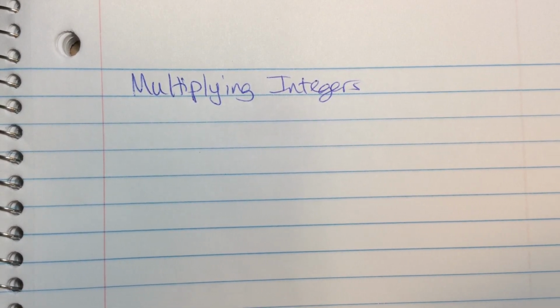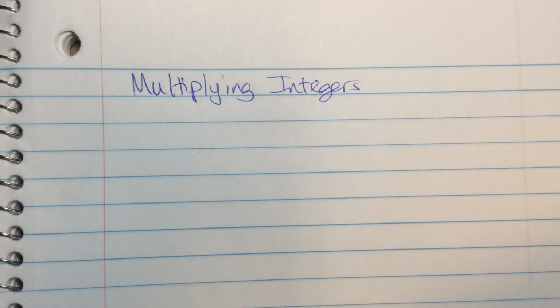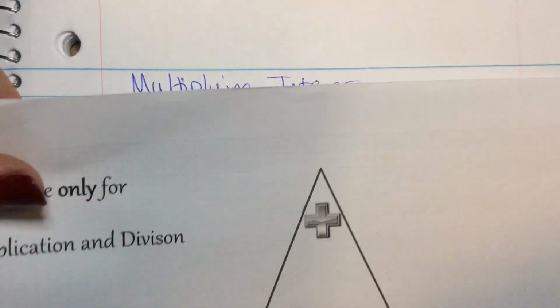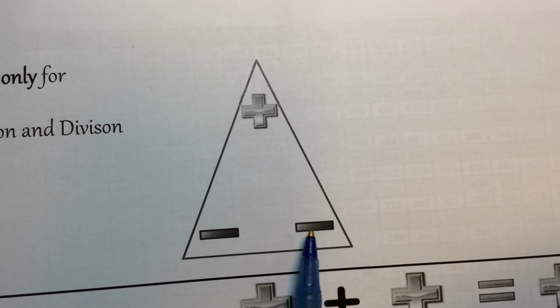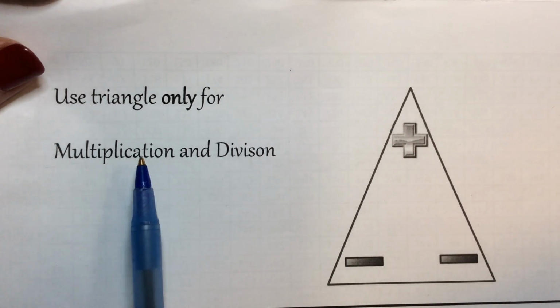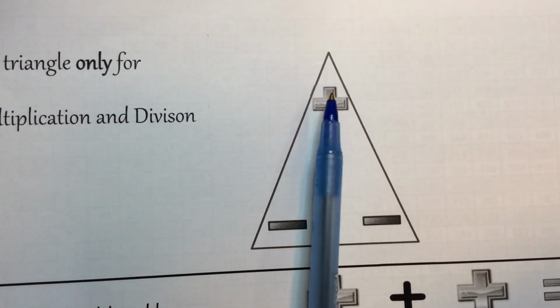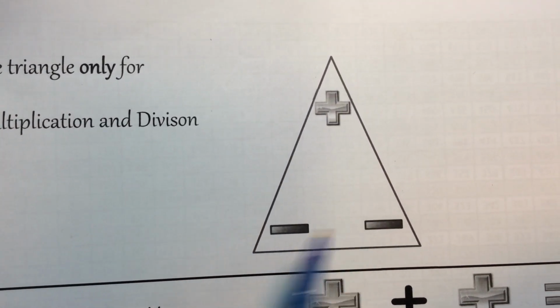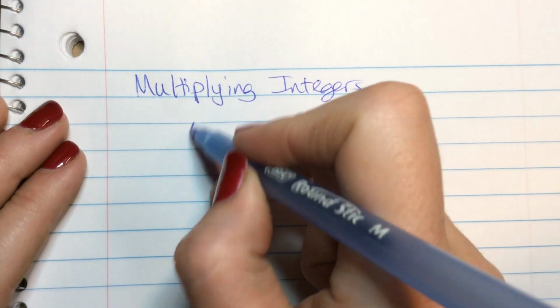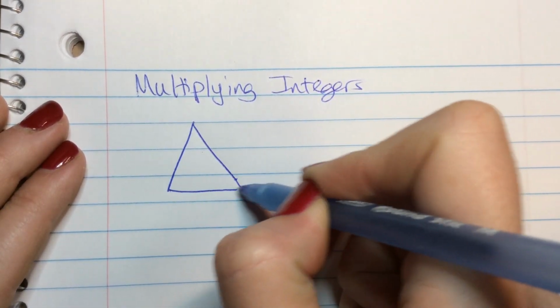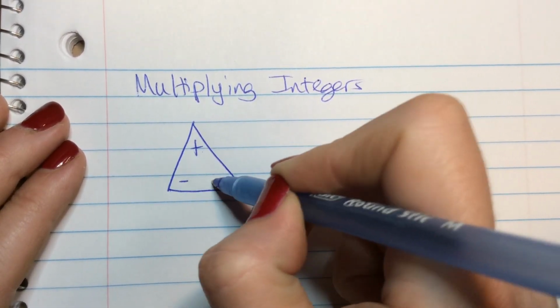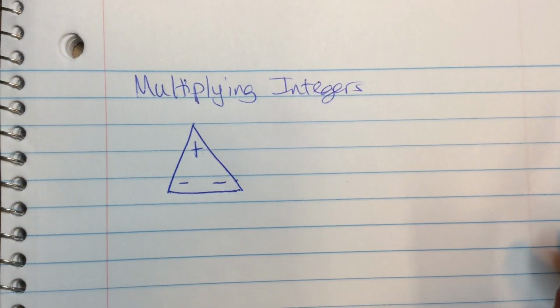In fact, I'm going to get your multiplication chart out, and you should have one in the front of your binder. Of course, it looks like this, but on the back side there's something else that we should look at. This triangle right here is what we're going to use for multiplication and division. This is only used for multiplication and division. So we're going to redraw that. It had a plus on the top, and then a minus and a minus.